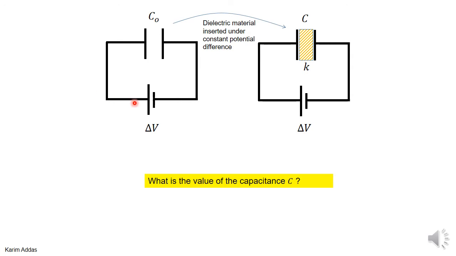Now in this case you're connecting it to a battery. So the charge doesn't have to be the same on these plates. So after inserting the dielectric material, the capacitance will have a new value C. If the dielectric constant is K, what's the value of the capacitance C?